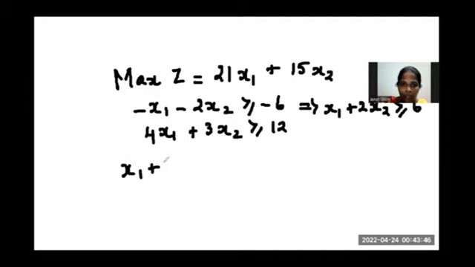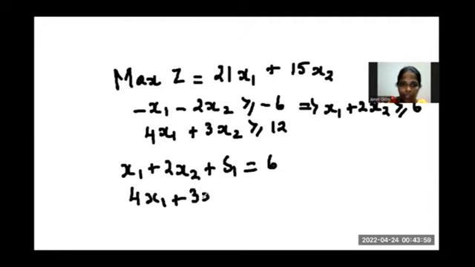x1 plus 2x2 plus s1 equal to 6. The next equation becomes 4x1 plus 3x2 plus s2 equal to 12. So in these two equations, you can see that the inequality constraint is converted to an equality constraint by introducing the slack variables s1 and s2.